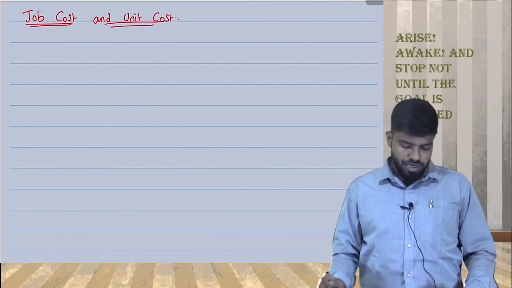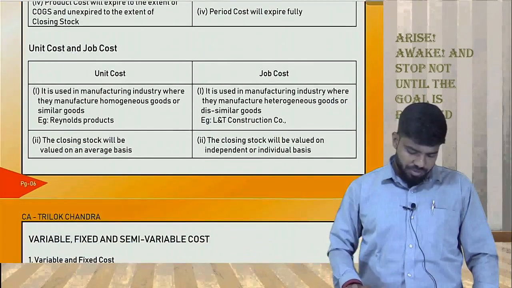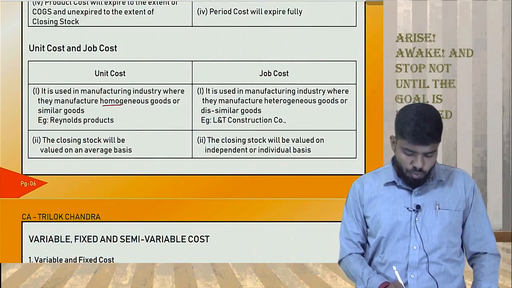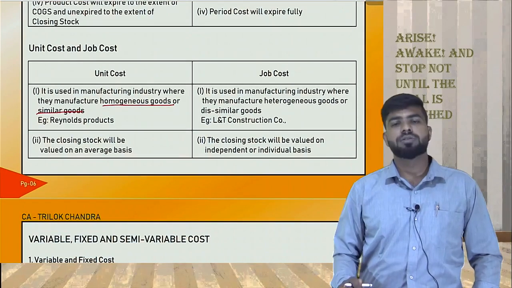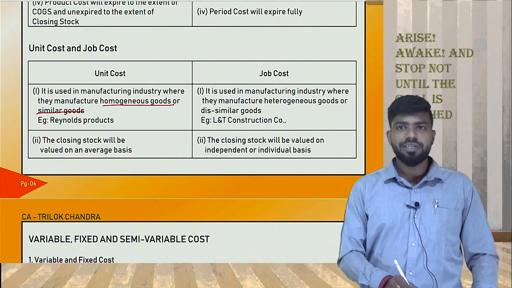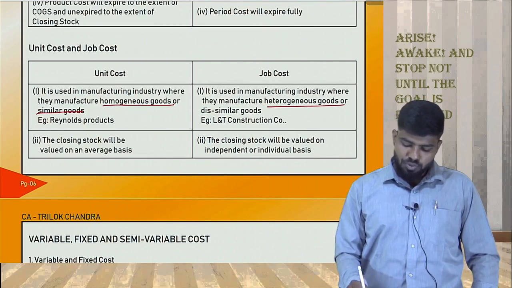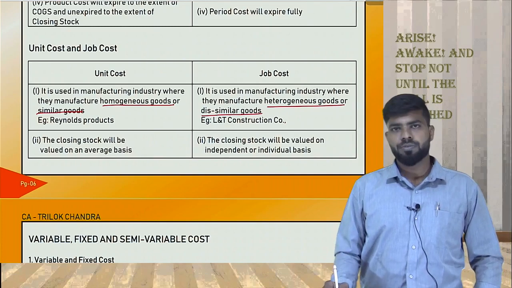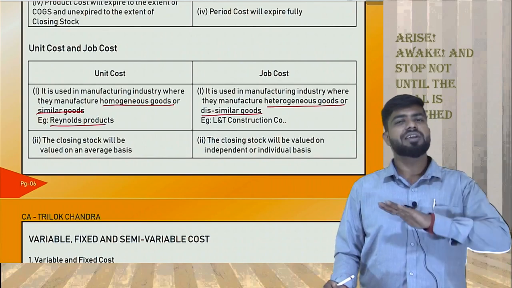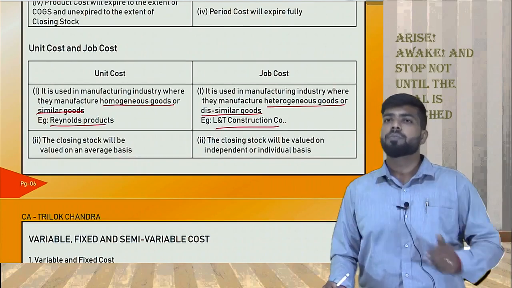Okay, now you can look at this. I have given product cost, period cost, and now unit cost and job cost. See here, unit costing is used in the manufacturing industry where they manufacture homogeneous goods or similar goods. Job costing is used in the manufacturing industry where they manufacture heterogeneous goods or dissimilar goods. There is no similarity between the products. If you take Reynolds company, I gave the Reynolds product, pens, all are similar pens. If you take L&T company, there is no similar projects, all are different projects.